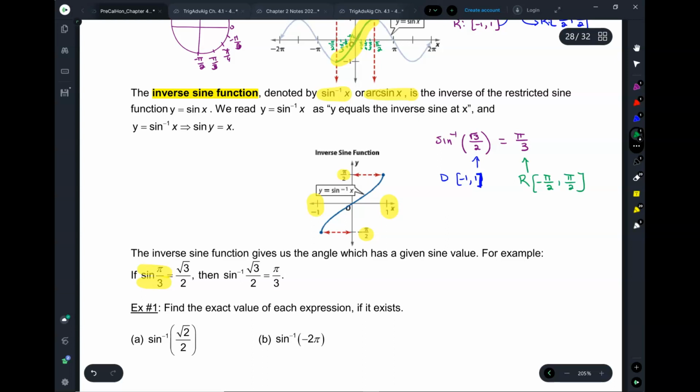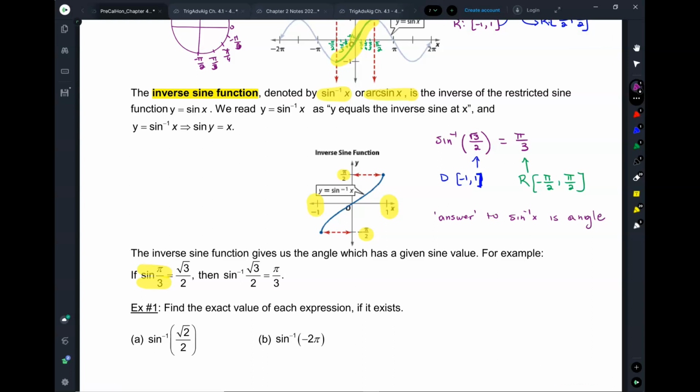Is it always going to be those two, domain and range? Yes. In other words, the answer to inverse sine of x is always going to be the angle, and that has a range of negative pi over 2 to pi over 2.